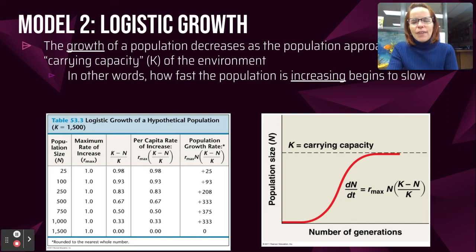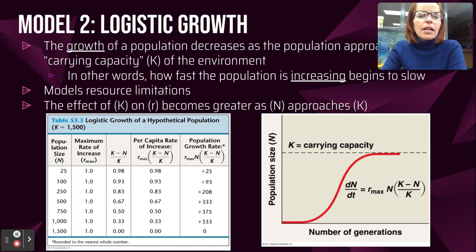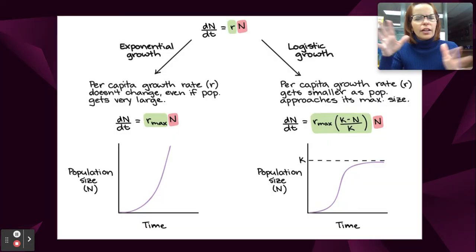So, in other words, how fast the population is increasing begins to slow, and it models resource limitations. The effect of carrying capacity on the rate of growth becomes greater as the population approaches the carrying capacity. So, take a look. We start out in this graph with exponential growth, but as we start running out of resources, growth begins to slow, and it slows more and more the closer we get to K, our carrying capacity. All right, and then this is just another graph showing the same idea with exponential growth on the left.